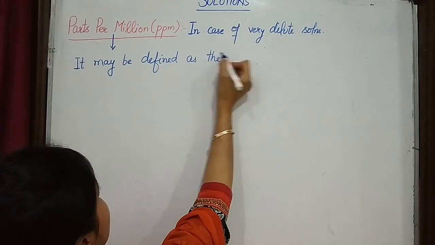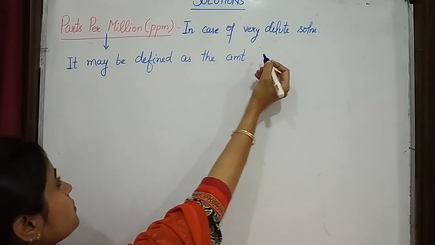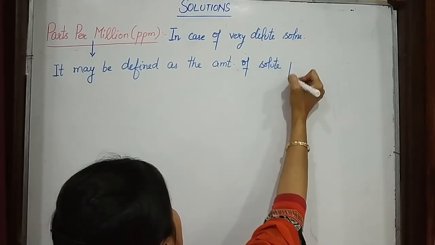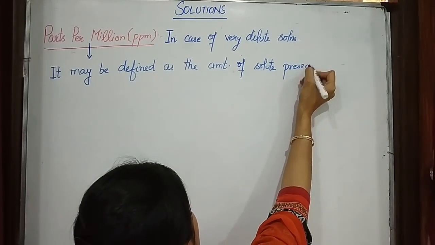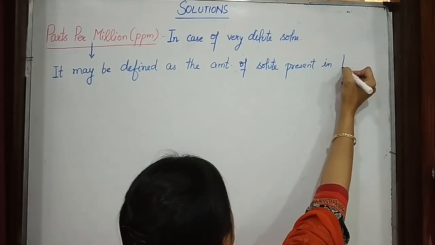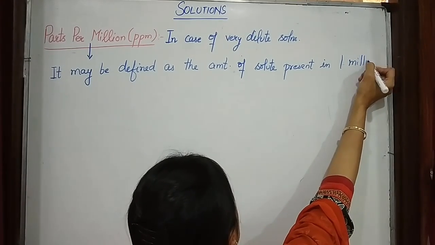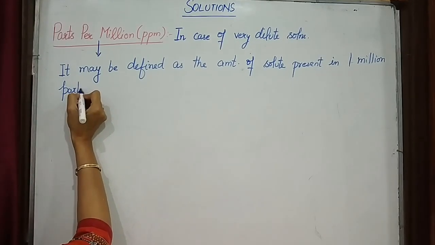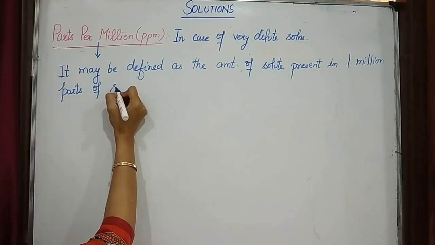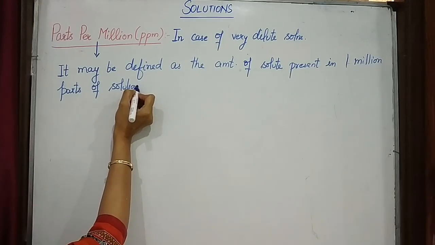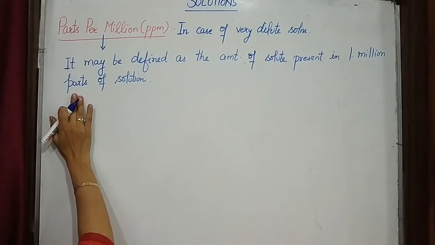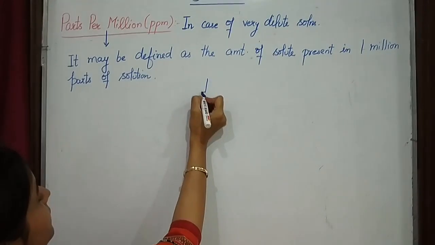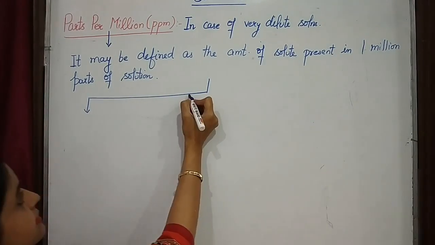It may be defined as the amount of solute present in 1 million parts of solution. This part may be in terms of mass or it may be in terms of volume. Accordingly, ppm can be represented in 3 ways.